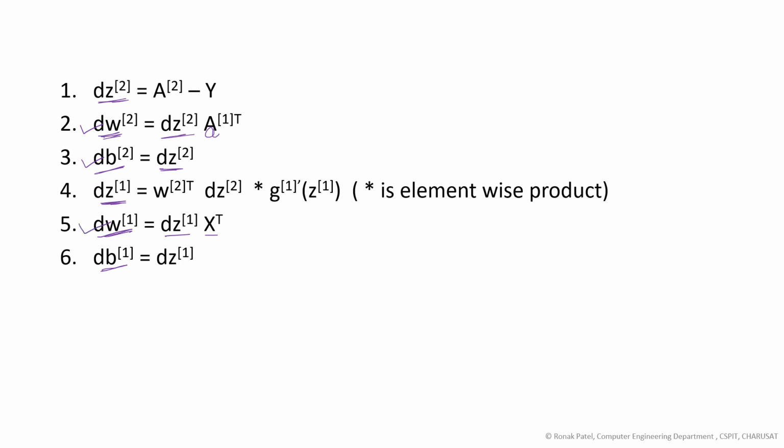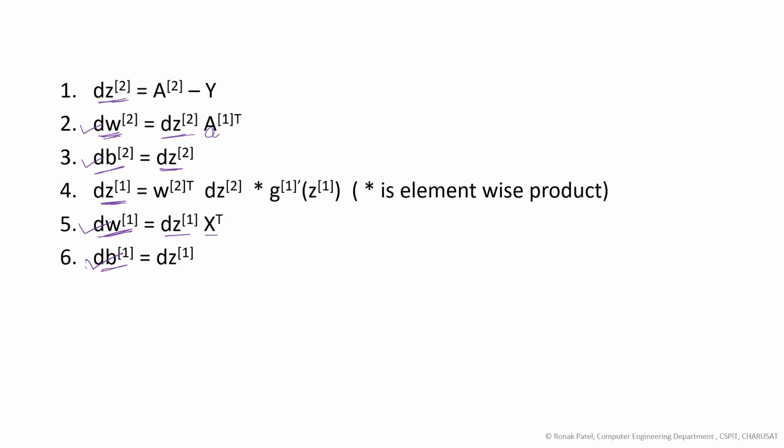And last, the derivative or gradient of the bias at layer 1, that is db1, right? So db1 is equivalent to dz1, right? So you can find that out using this equation. Okay, now you have dw2, db2, dw1 and db1. So using this you can update your weights.